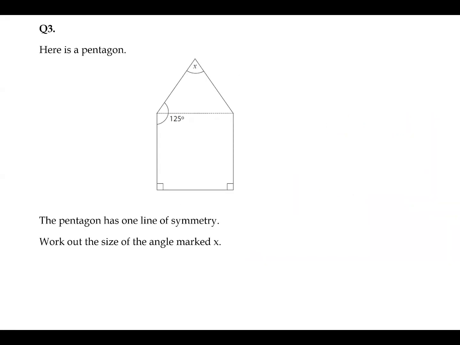Question 3. Here is a pentagon. So all a pentagon is, is a 5-sided shape. The pentagon has one line of symmetry. Work out the size of the angle marked X. So what it's saying is if this is exact, then this must be the same as this. If this angle here is 125 degrees, we know that the square part of it is 90. So 125 minus 90 is 35 degrees.